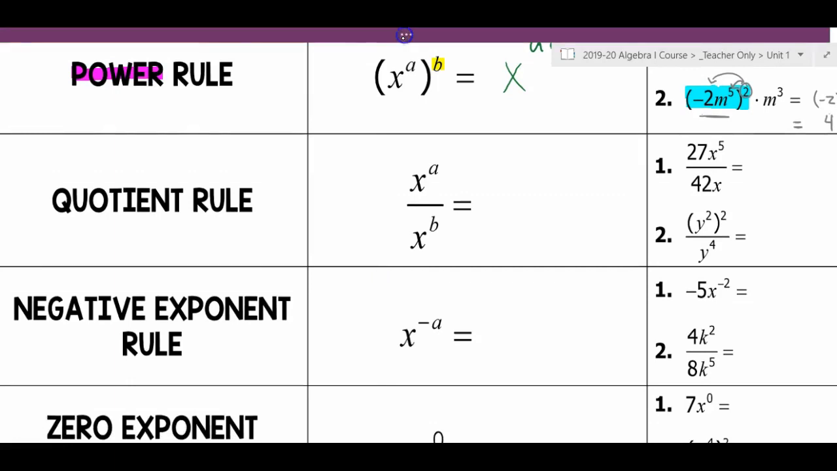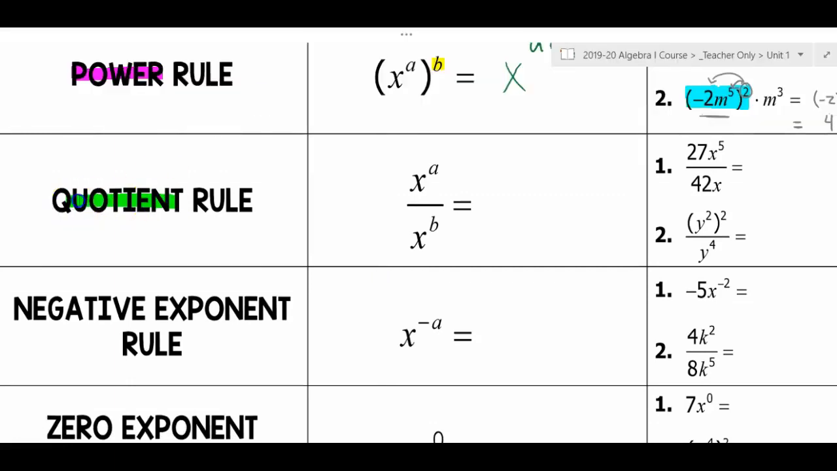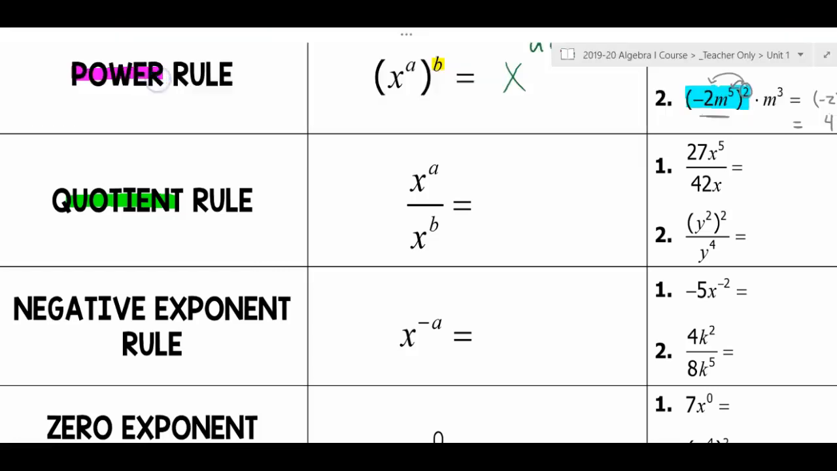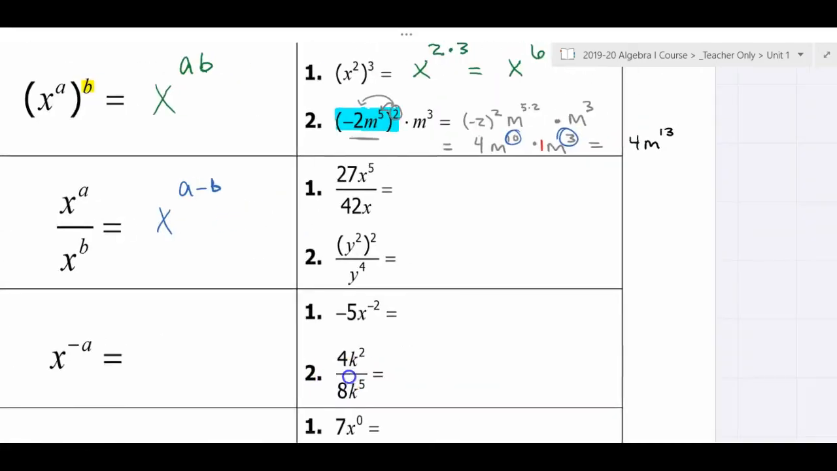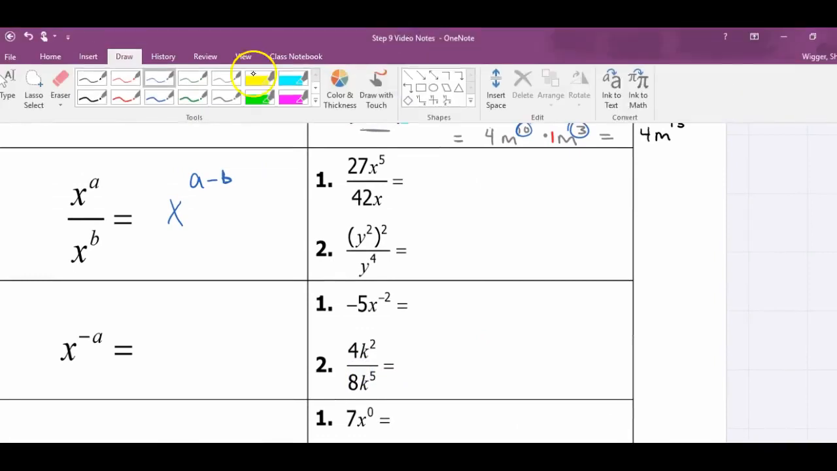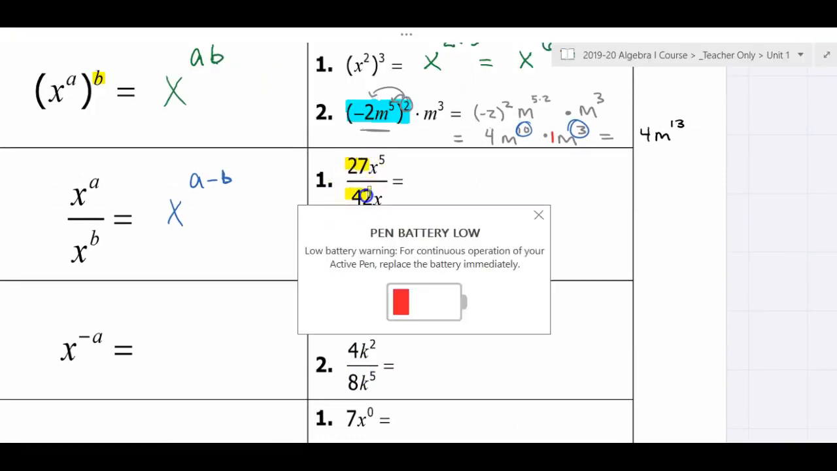Quotient rule. Quotient means divide. The division rule for exponents is common base, subtract the exponent. Top exponent minus bottom exponent. Division. Divide the numbers first.